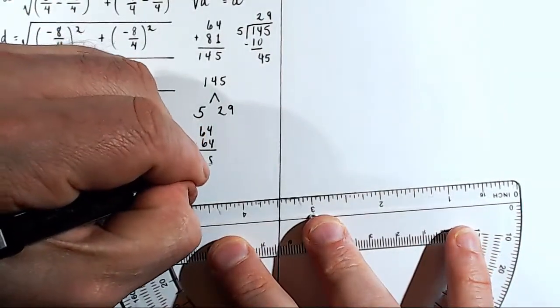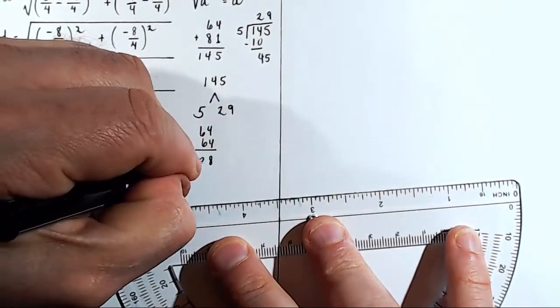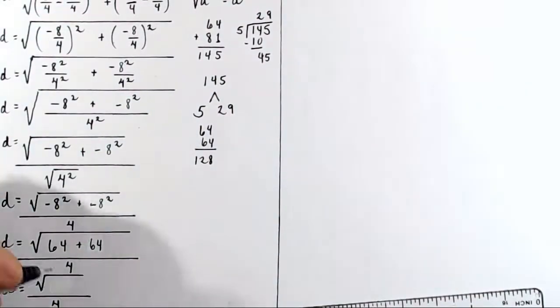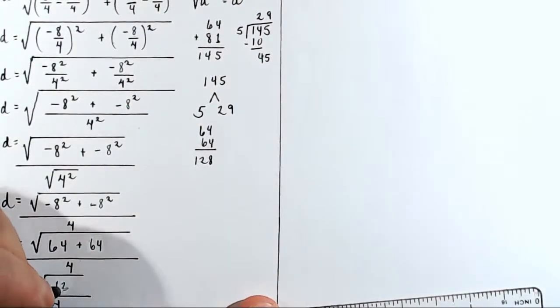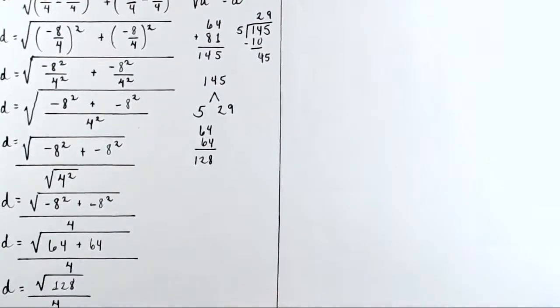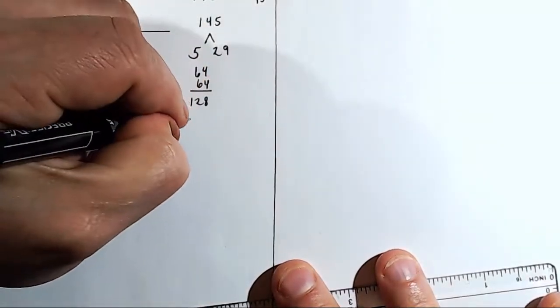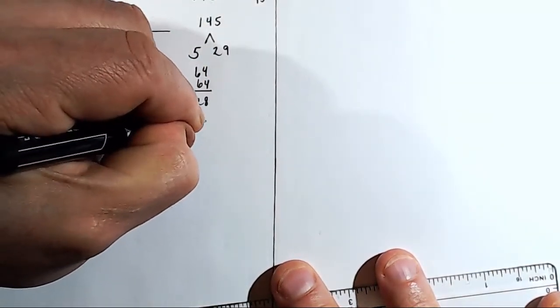So 4 plus 4 is 8. 6 plus 6 is 12, 128. So now I need the square root of 128. Much, much better. All right, so now let's break down 128.